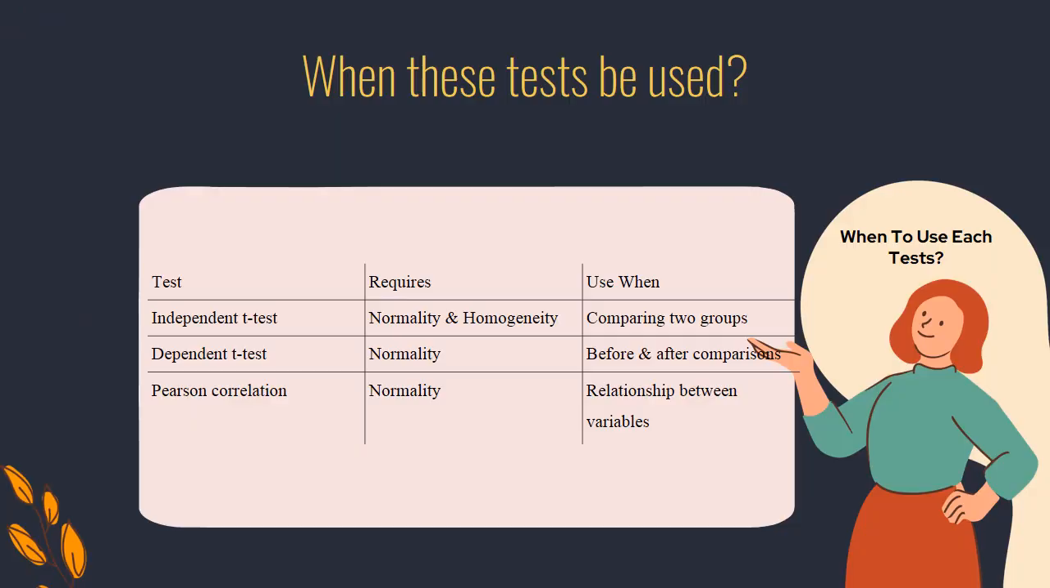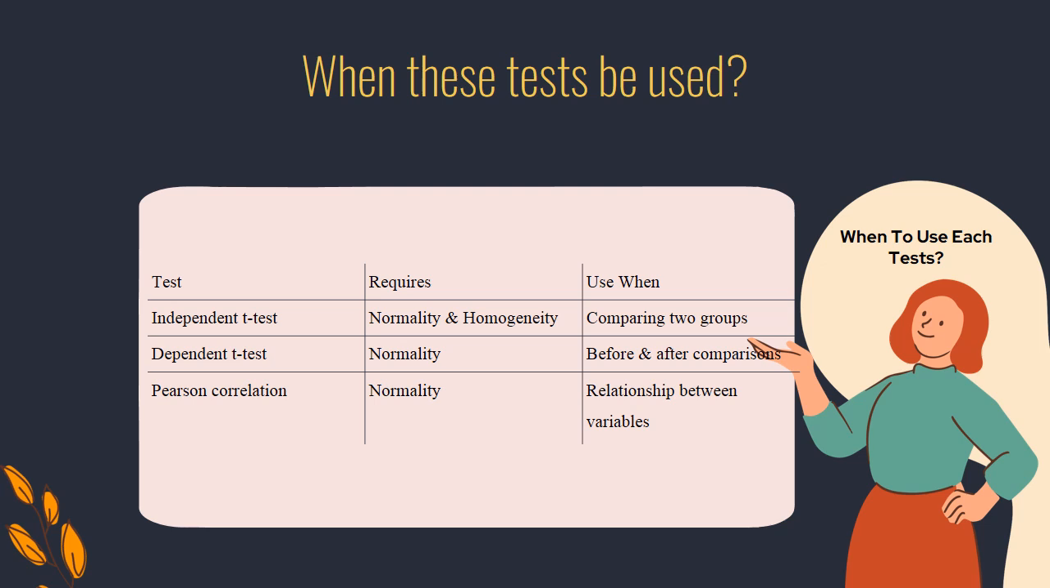Okay, next, when should these tests be used? The independent t-test is used to compare two different groups, for example, group A versus group B. Before we use this test, we need to check that the data from both groups are normally distributed and have equal variances. This is called testing for homogeneity.